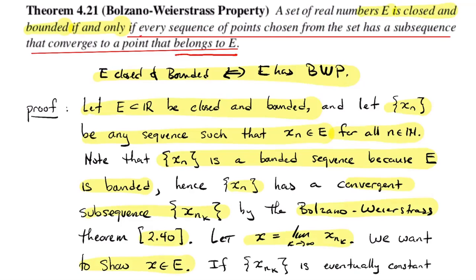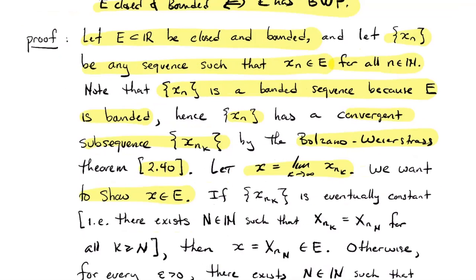I'm going to handle this by cases. It's not likely, but it's not impossible that this subsequence is eventually constant. What would I mean by that? There's some value of the index beyond which the sequence terms never change: x sub n sub k is x sub n sub capital N for all k greater than or equal to capital N. Well, if that's the case, then the limit x has to be that constant value. The sequence terms are in E, so x is in E. So if the sequence is eventually constant, then trivially we're done.